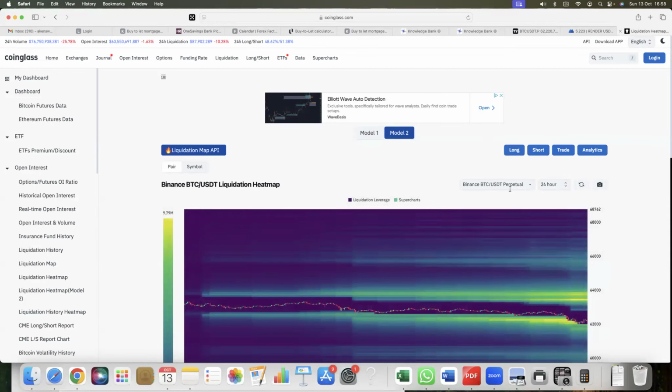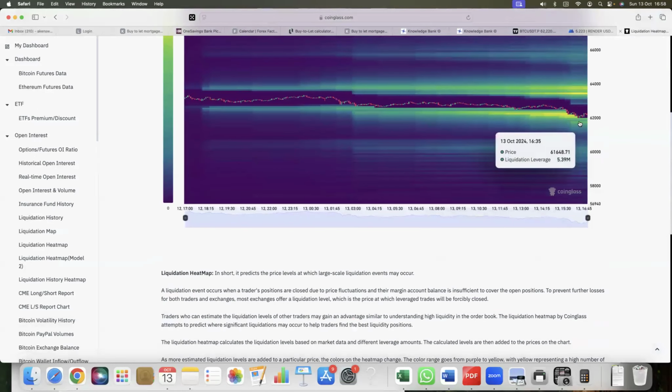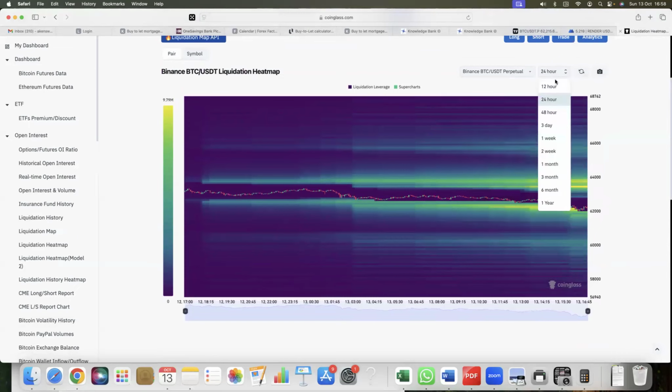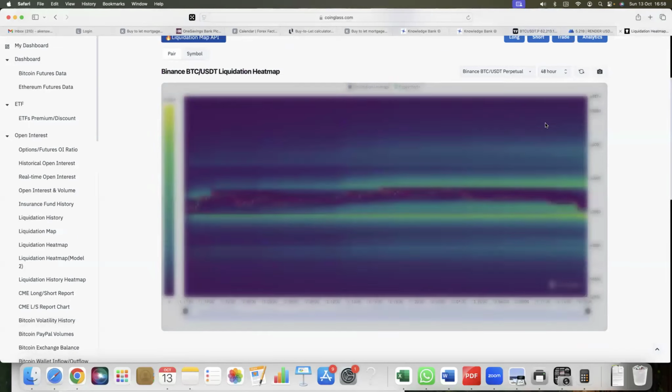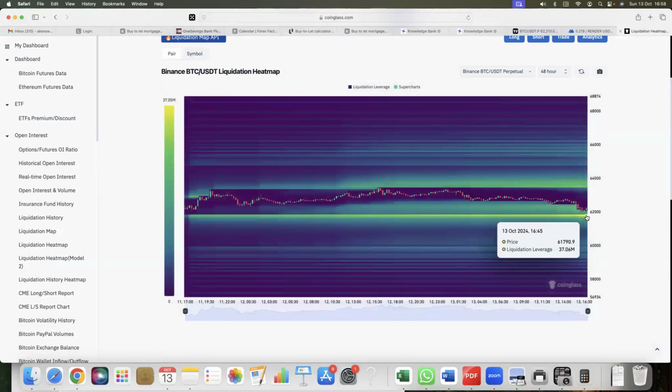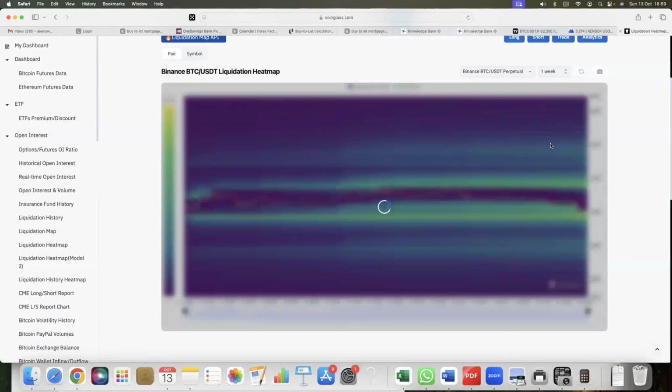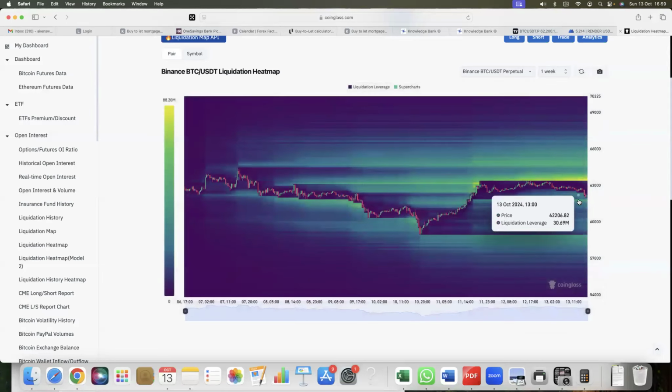If we look at Bitcoin in the 24-hour, you can see there was a huge liquidity there. That liquidity has been eaten. Let's look at it on a 48-hour scale. There's still some liquidity at 61,700, so I expect that to be taken down, and maybe they bring it all the way down to somewhere here, 61K.